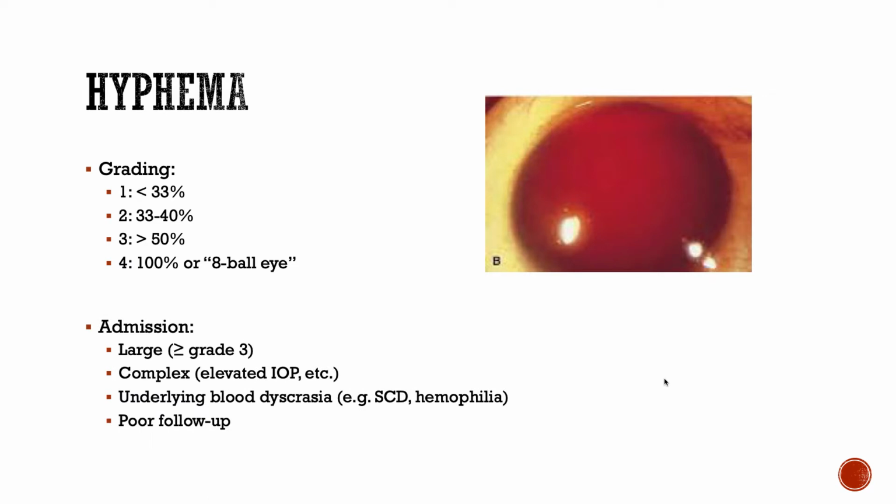So admission, at least a grade 3 or higher, you definitely want to admit. If it's complex, so elevated intraocular pressure or other ocular injuries that are associated with it, you definitely want to admit. If they have an underlying bleeding disorder, sickle cell disease, hemophilia, etc., or if they're on Coumadin or any other medications that may lead to a coagulopathy, then that would be a reason as well. And if there's any concern for poor follow-up. The younger the age, because of cooperation, this kind of goes into poor follow-up, typically infants and things like that, you would also consider admission.